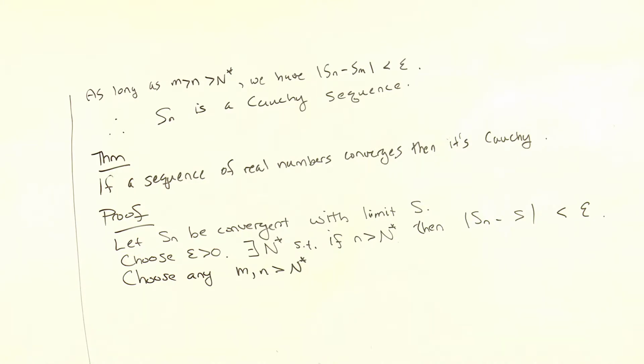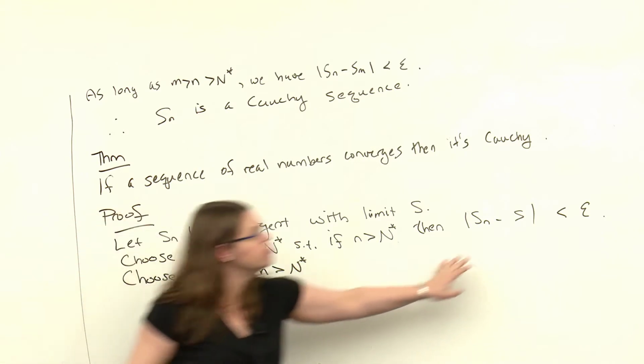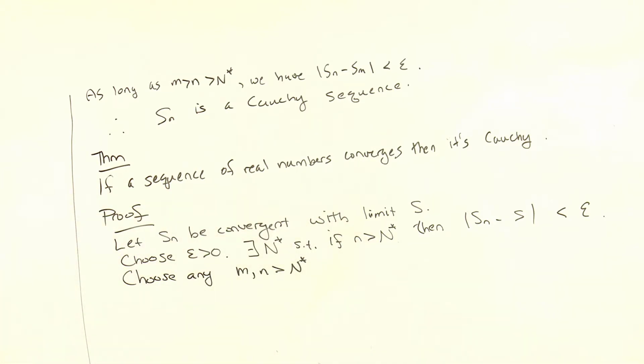And this is hopefully not surprising. I'm going to do triangle inequality. Right? So I'm going to say this is less than |Sn minus S| plus |S minus Sm|. All right, we've chosen these to be big numbers. So m and n are both bigger than this n star, and that means this estimate holds for both of them. So this is less than epsilon plus epsilon, which is 2 epsilon.